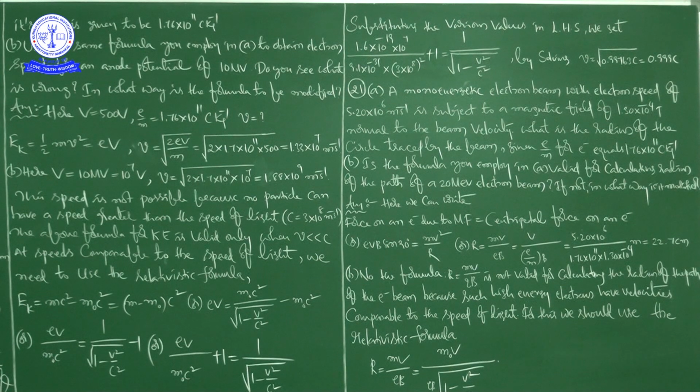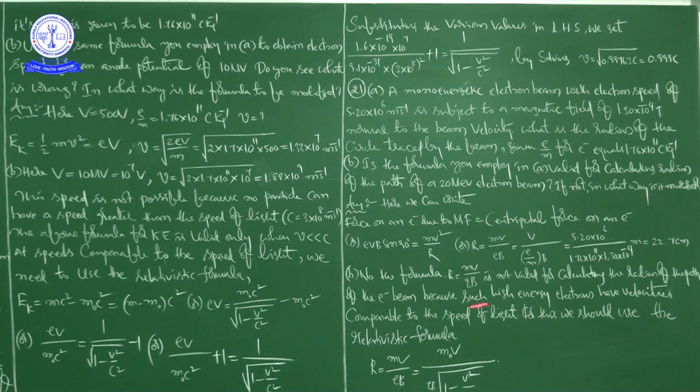And sin 90 is equal to 1, right? So evB is equal to mv square by R. Here v will be removed from both sides, leaving one v. Finally R is equal to mv by eB, that is v by (e by m) into B. We didn't do anything here, we just changed the shape of the formula, writing m in the denominator as e by m into B, right?